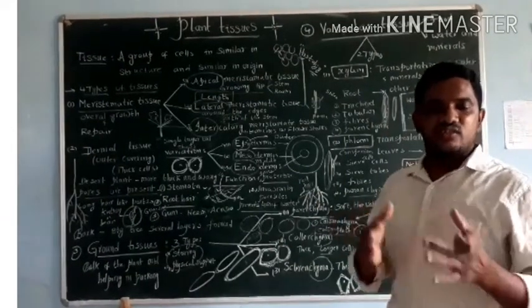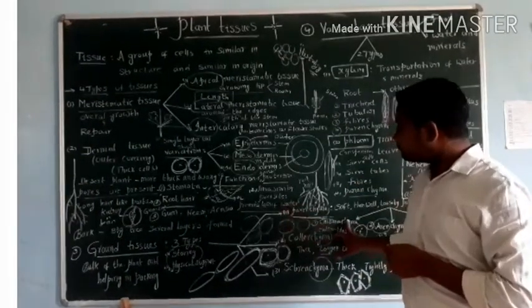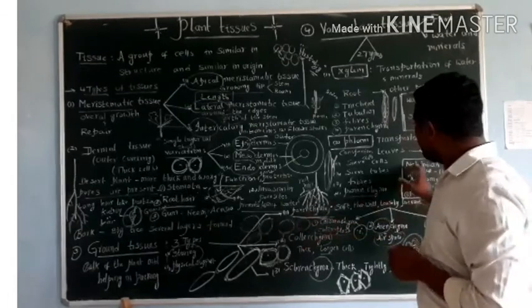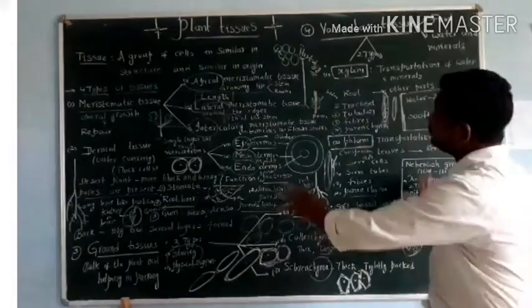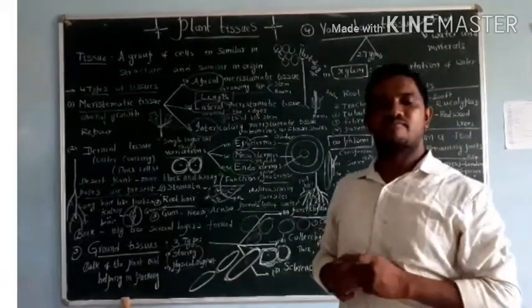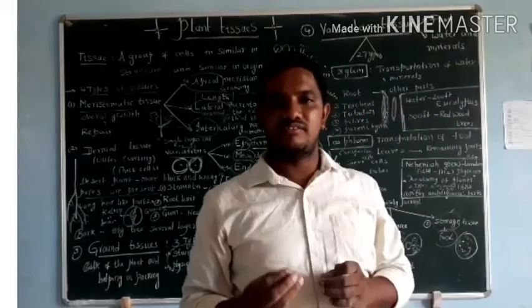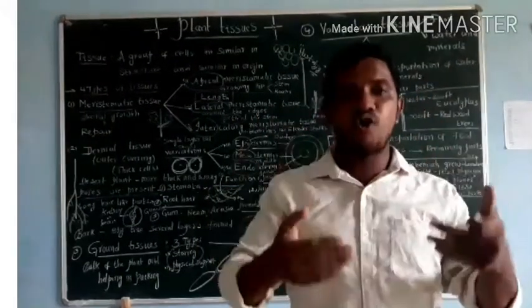He introduced the term parenchyma. Parenchyma term was introduced for the first time by Nehemiah Grew. This is the total concept of plant tissues. I will make you remember. Listen. In 5 minutes, I will make you remember all points.